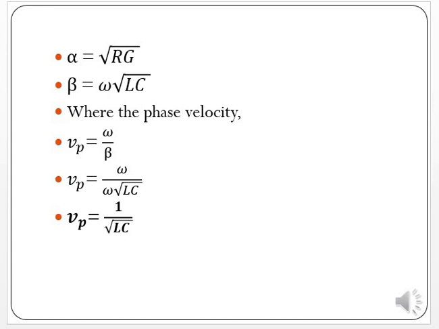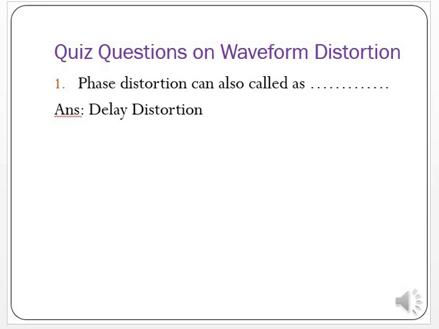Whether the phase velocity gets varied: phase velocity is equal to omega by beta, which is equal to omega by omega root LC. So the phase velocity is independent of frequency, and is equal to 1 by root LC. The phase distortion can also be called delay distortion.